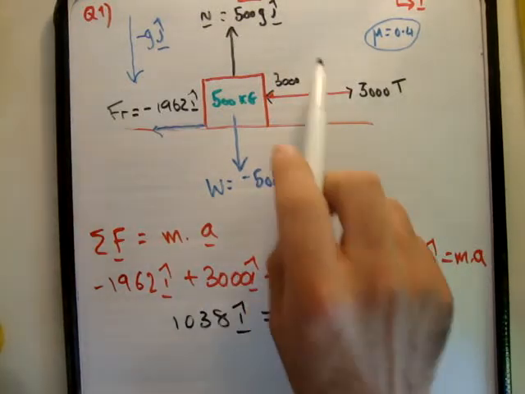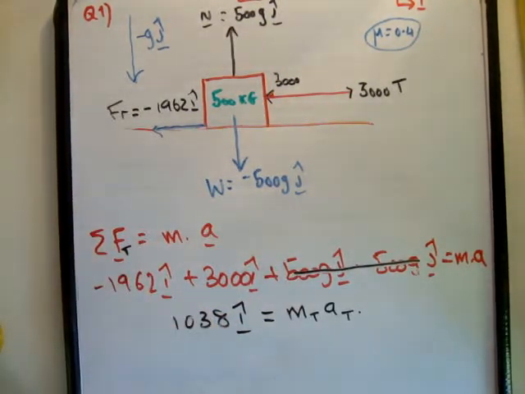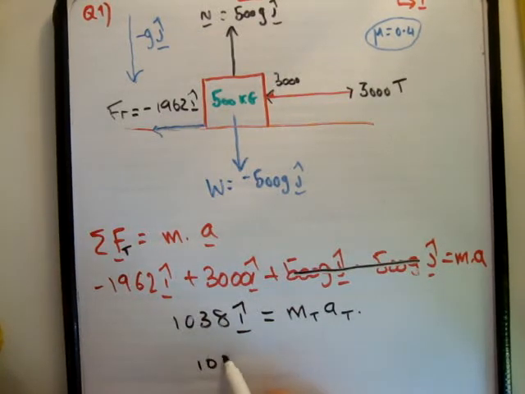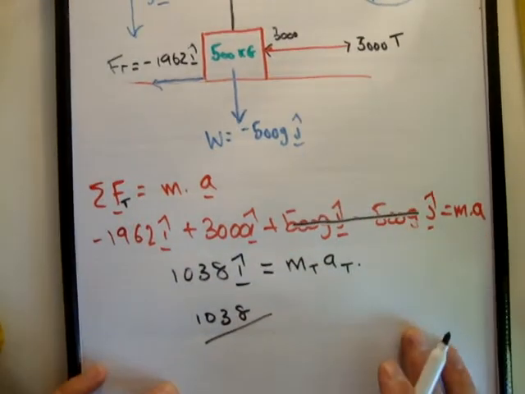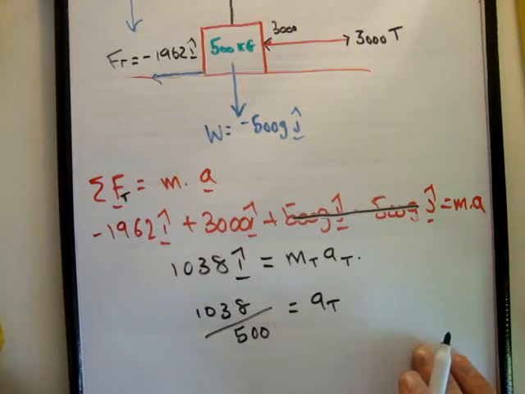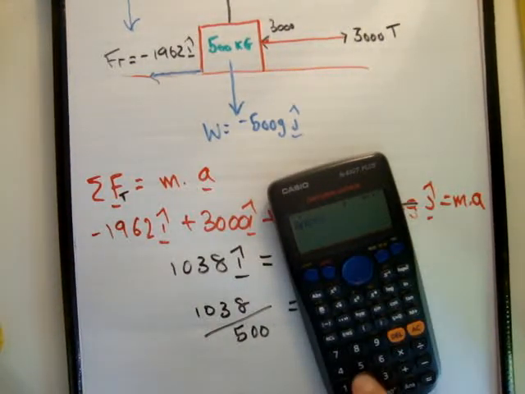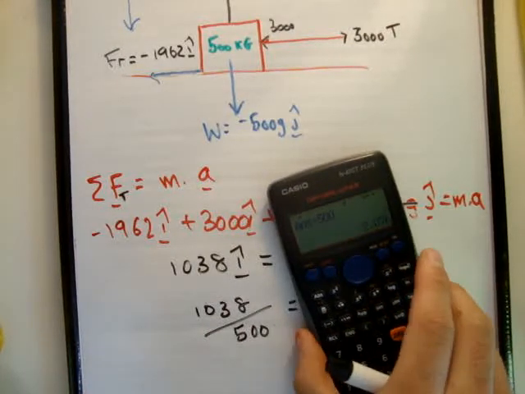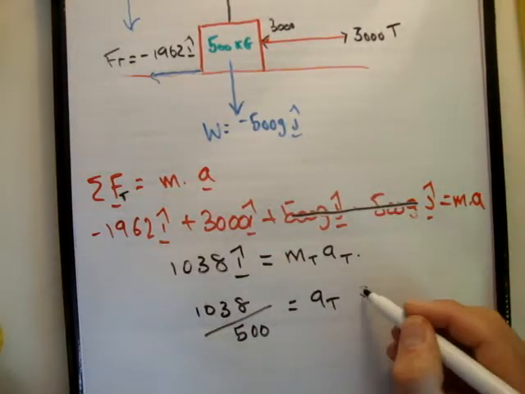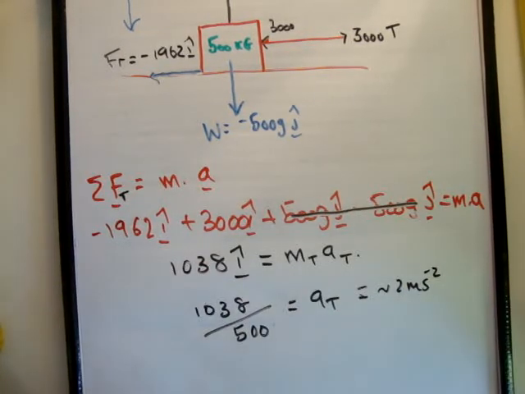Because you've got to remember, we're talking about the tree here, so this should be the sum of the forces on the tree. So what's the mass of the tree? It's equal to 500, so 1038 over 500 is equal to the acceleration of the tree. Let's just plug that into the calculator. We're going to get an answer of 2.076. So we're going to say approximately 2 meters per second squared.